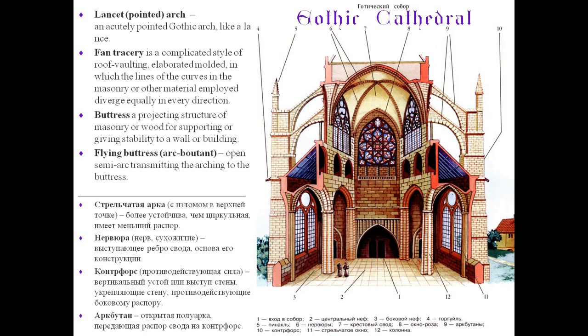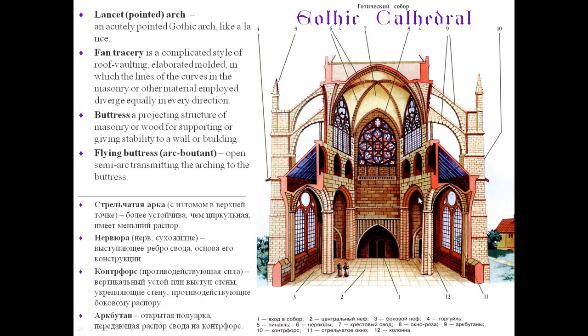These were, firstly, the lancet or pointed arch. It is like a pointed Gothic arch, like a lens. That's the reason for its title, of course, we can see it. So the semicircular arch that is typical for the Romanesque period was replaced by the lancet pointed arch.